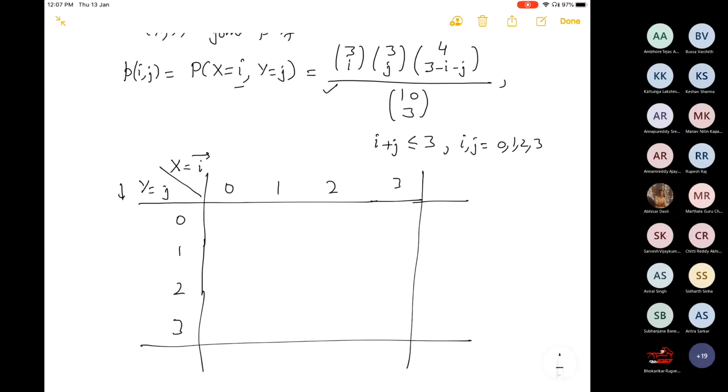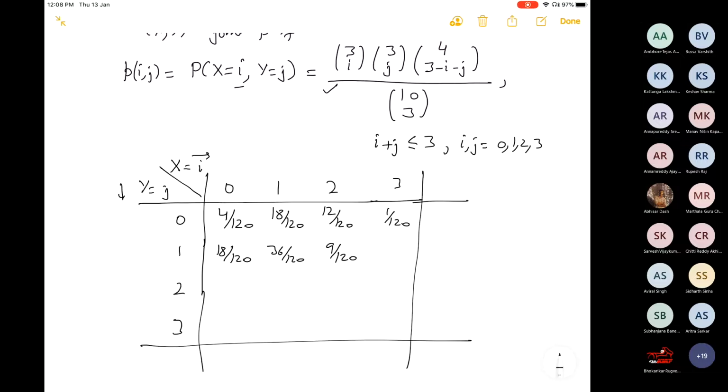Now when i is 0, j is 0, then this is 3C0, 3C0, 4C3 divided by 10C3. So that will be 4C3 upon 10C3, which is 4 by 120. Similarly, this will be 18 by 120, and this is 12 by 120 and 1 by 120. Similarly, when x is 0, y is 1, then this is 18 by 120. Just plug in the values: 36 by 120, 9 by 120.